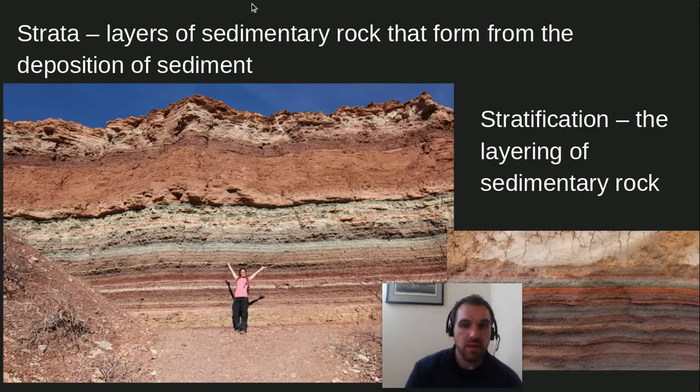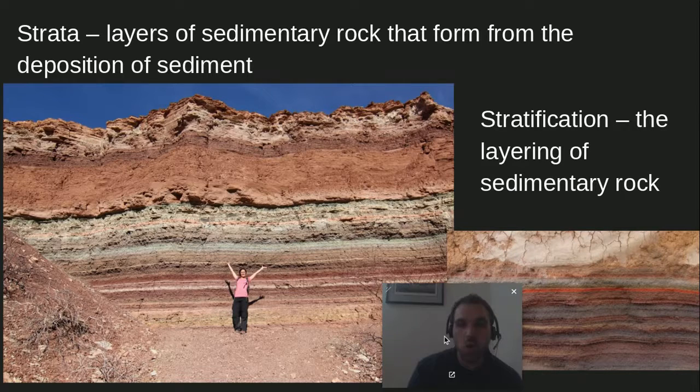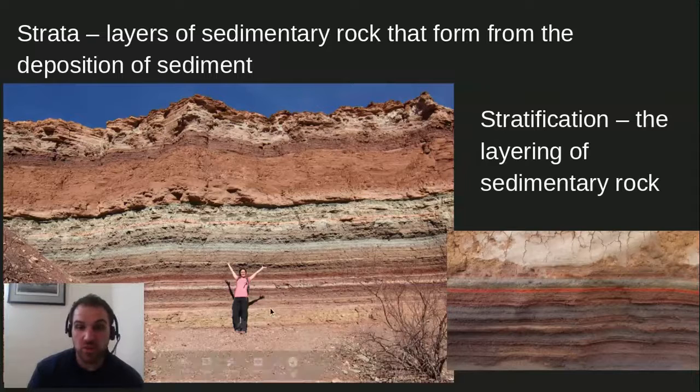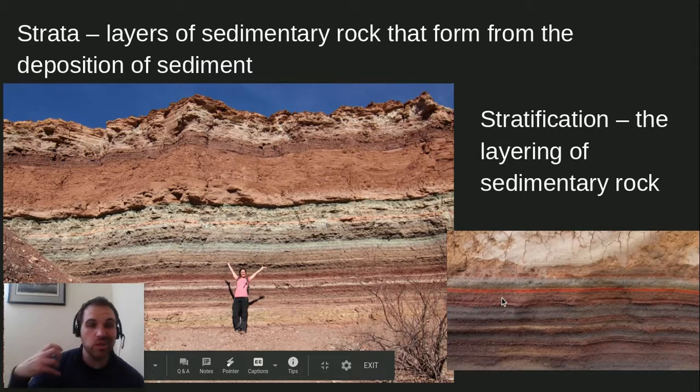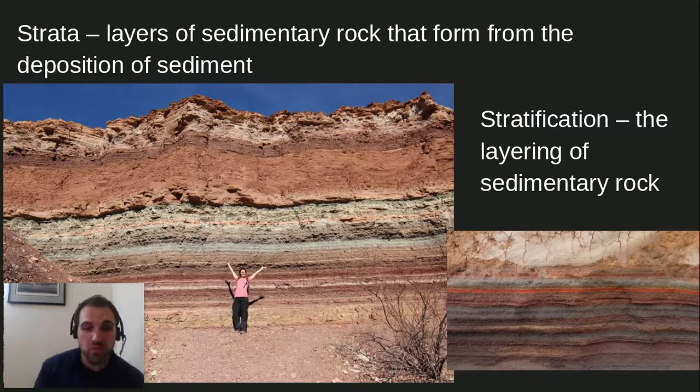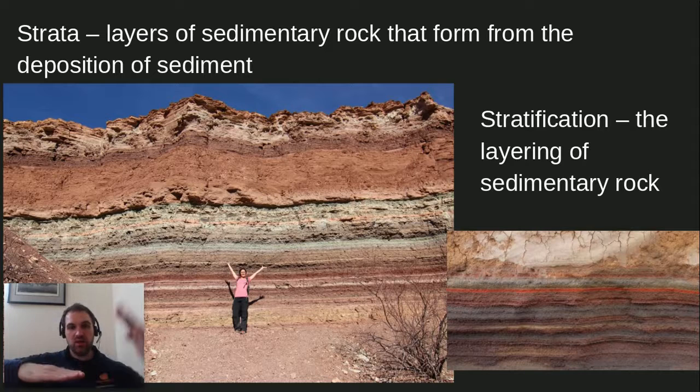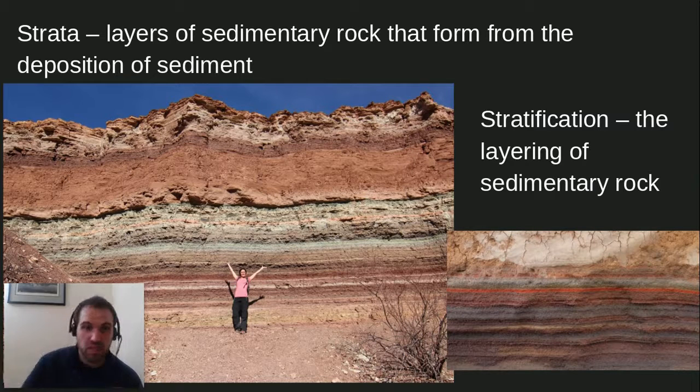Now, strata is the name of the layers of sedimentary rock that forms from the deposition, or depositing, of sediments. So strata is always associated with sedimentary rock. And you could see the different layers here. All of these rocks could be a different type of rock, or perhaps there's some kind of condition of the atmosphere that changes the color of the rocks. Whatever it is, stratification is the layering, or the process of one layer getting laid down and then another layer and then another layer, and it just keeps on happening as it just keeps getting dropped off.